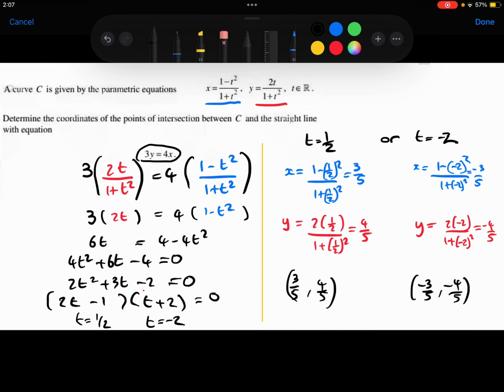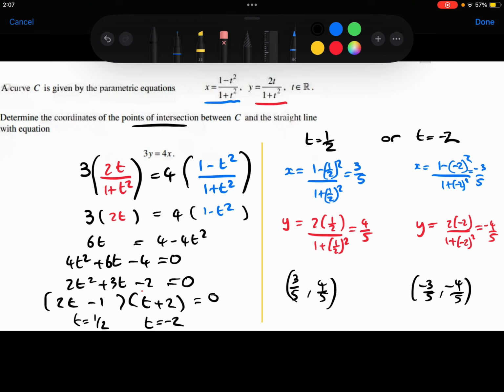So points of intersection, I'm thinking simultaneous equations. So what I have done is I've taken my y function and substituted it in here, and I've taken my x function and substituted it in there. That's what's giving this line here.